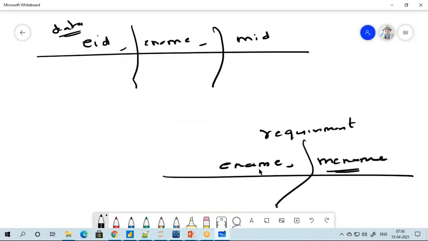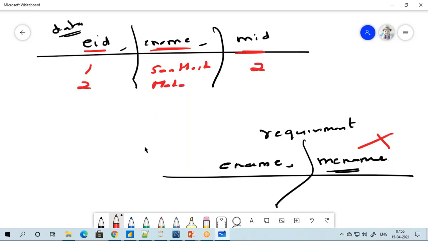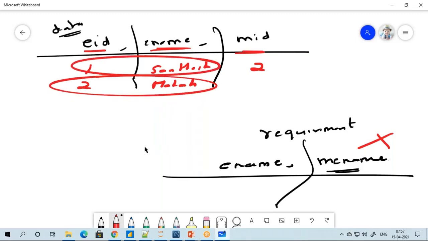My requirement is very simple: employee name and manager name. Try to understand, there is nothing called manager name in my data. In my data, I have employee ID and employee name. But when I am an employee, my manager will be Mahesh. So this person's name is again here only. Mahesh is also an employee. So employee name is the only column that is applicable.